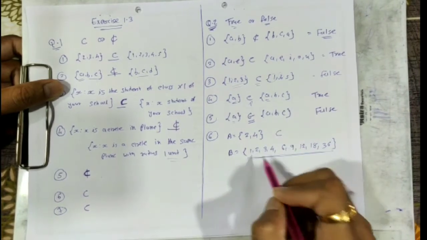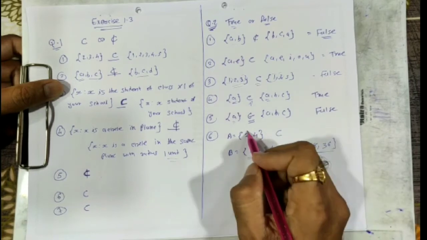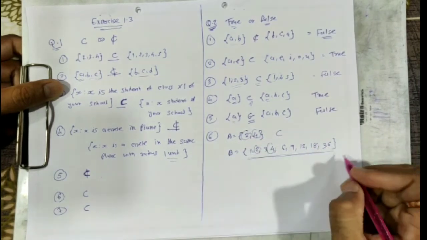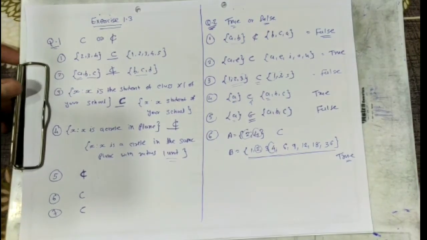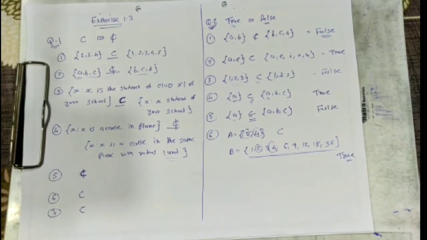So this is subset of this set B or not? So 2 and 4. So this one is true statement. Very good. Clear? इसमें कोई डाउट?